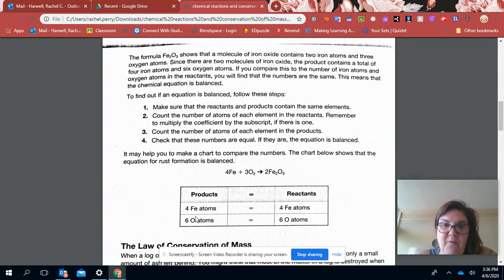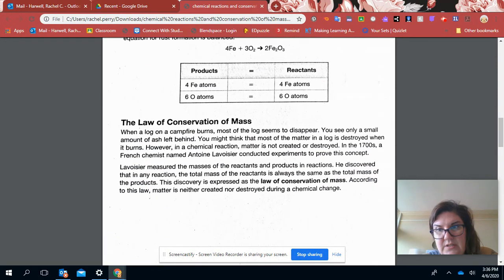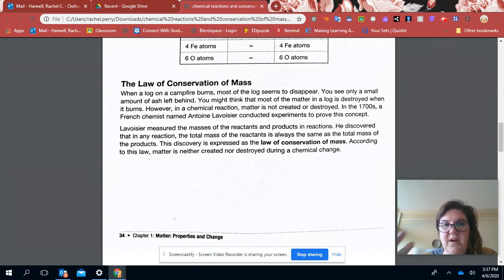You count up, there are 4 irons here. It says 2, that's my coefficient, and then 2 for my subscript. So 2 times 2 is 4. That means I have 4 here. And then 3 times 2 is 6, and then 2 times 3 is 6. So I have 6 oxygen atoms. All right, so that is the gist of a chemical equation. You'll see more of that. I know that was probably extremely confusing for you.